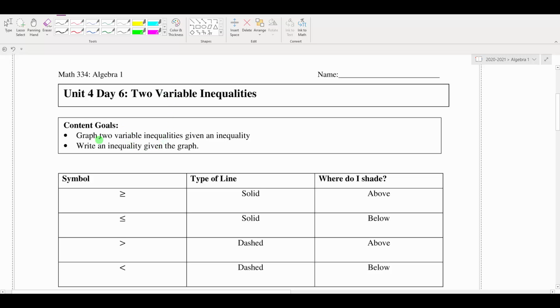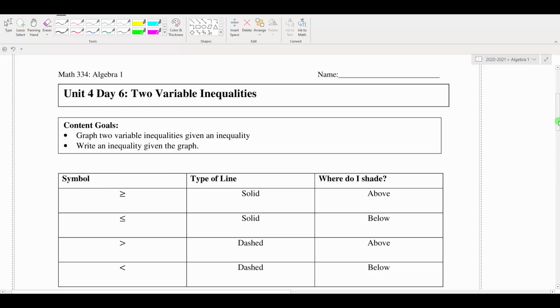Our goals: we want to be able to graph two-variable inequalities given the symbolic inequality. So if they told us y is greater than 3x plus 1, we want to be able to graph that and see what it looks like. We also want to be able to go the other way. If they give us an already made graph, we want to be able to tell what the original inequality was. So we want to go from symbolic inequality to graph and graph back to symbolic inequality. Those are our two goals today.